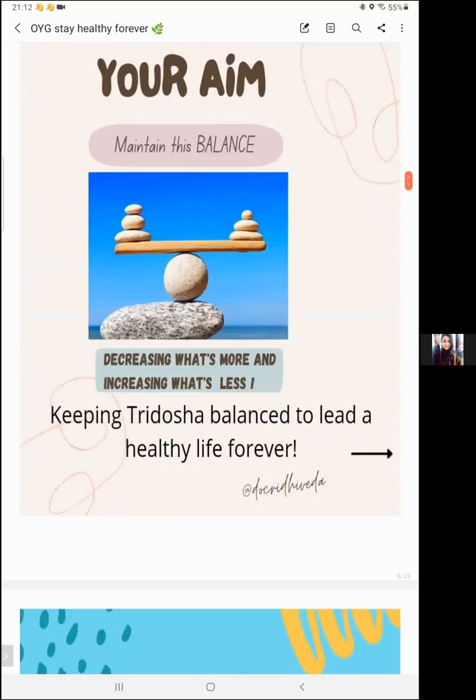Now, this is our aim. Our aim is to maintain the balance, to keep the three doshas, Vata, Pitta, and Kapha, in balance so that you lead a healthy, balanced lifestyle. If Vata, Pitta, and Kapha are in a balanced state, you'll sleep better, you will feel better, your health will be good, your digestive fire will be good, you will digest food better. So all your problems will slowly fall off because this balance is what makes your life a healthy life.